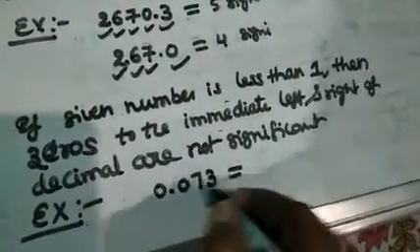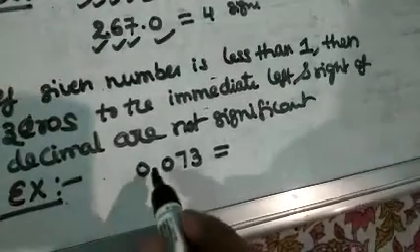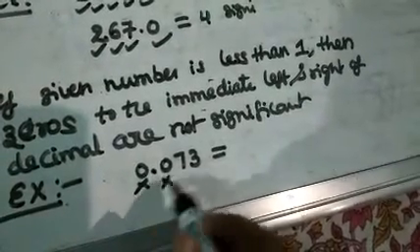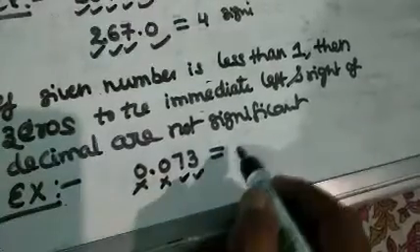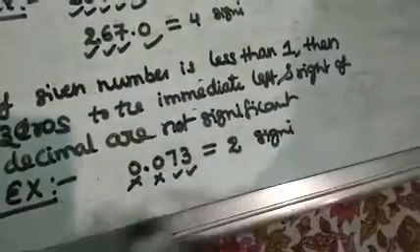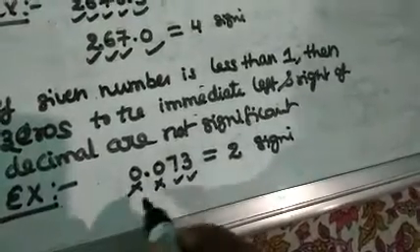0.073. How many significant figures are there? This is a decimal. Left side 0 not countable, right side 0 not countable. 7 is countable, 3 is countable. Answer is 2 significant figures. समझ गए ना ये sentence?